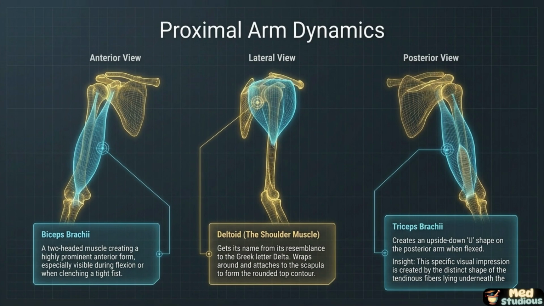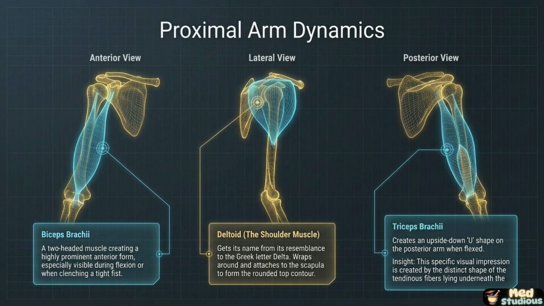The proximal upper limb is dominated by 3 dynamic muscular landmarks that change with movement and activation. Viewed anteriorly, the biceps brachii, a 2-headed muscle running down the anterior arm, creates a highly prominent, easily visible elevation, especially during elbow flexion or when the hand is clenched tightly. The biceps tendon is palpable in the cubital fossa and is tested in the biceps reflex.